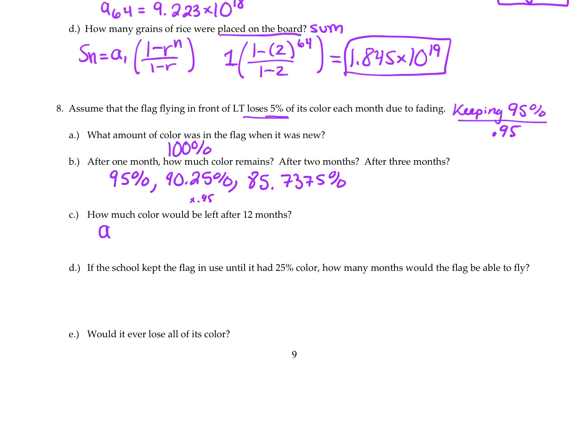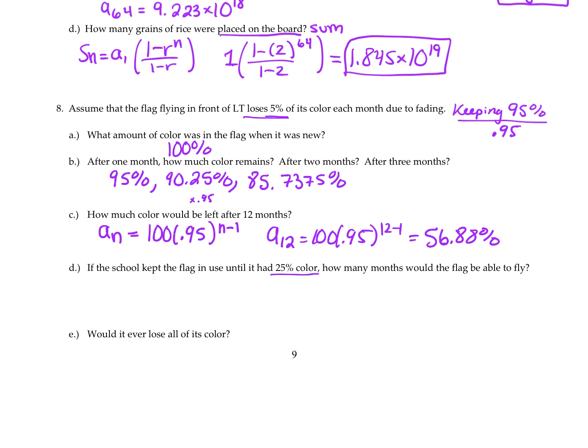So then how much color would be left after 12 months? Let's make a formula now rather than just keep going down. My A1 would be 100%. It's keeping 95% of its color each time. So if I were finding how much color it would have after 12 months, it would be 56.88%.